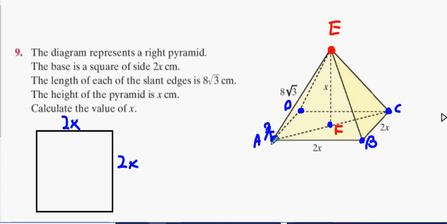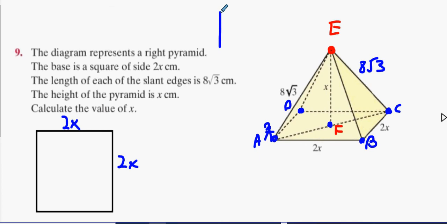Now next thing. The length of each of the slant edges is 8 root 3. So EC is 8 root 3. EB is 8 root 3. EA is 8 root 3. And ED is also 8 root 3. Is that cool with you guys? Now, hence find the height of the pyramid. We're trying to find out what EF is. Does that make sense?